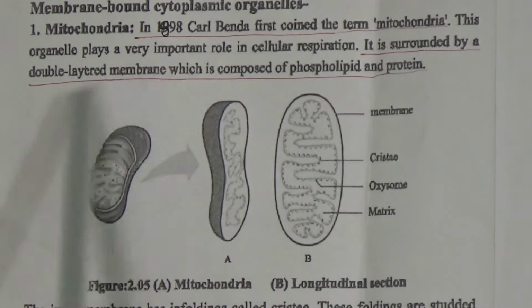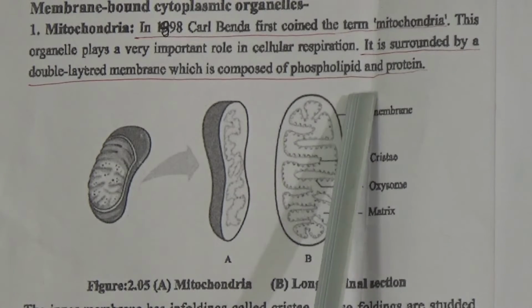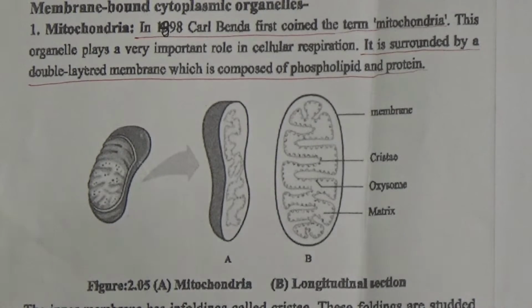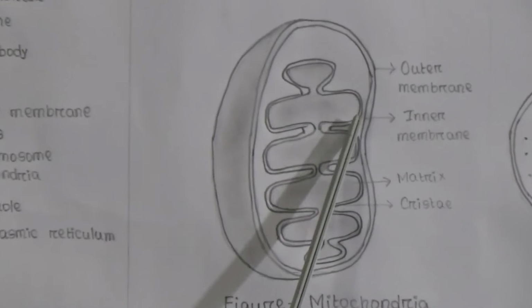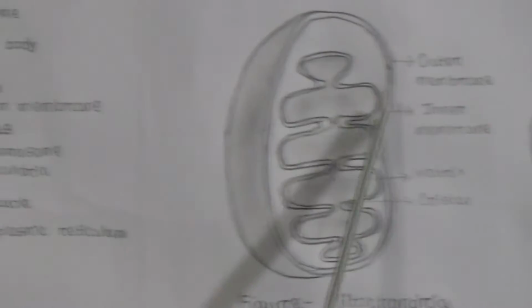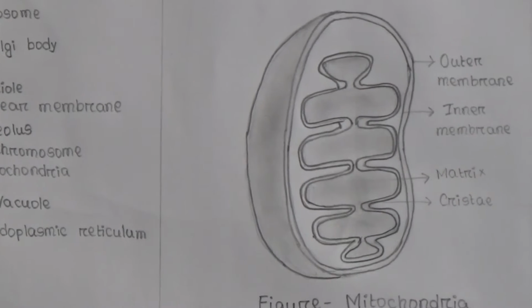It is surrounded by a double layered membrane which is composed of phospholipid and protein. You can see here is the picture of a mitochondria and it is double layered. Here is the outer membrane and it is called inner membrane. Outer membrane and inner membrane. Also there are other things, matrix and cristae.